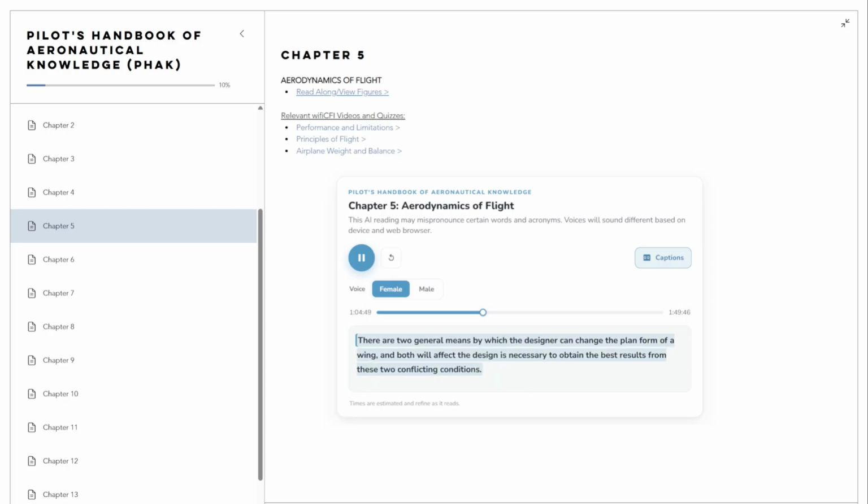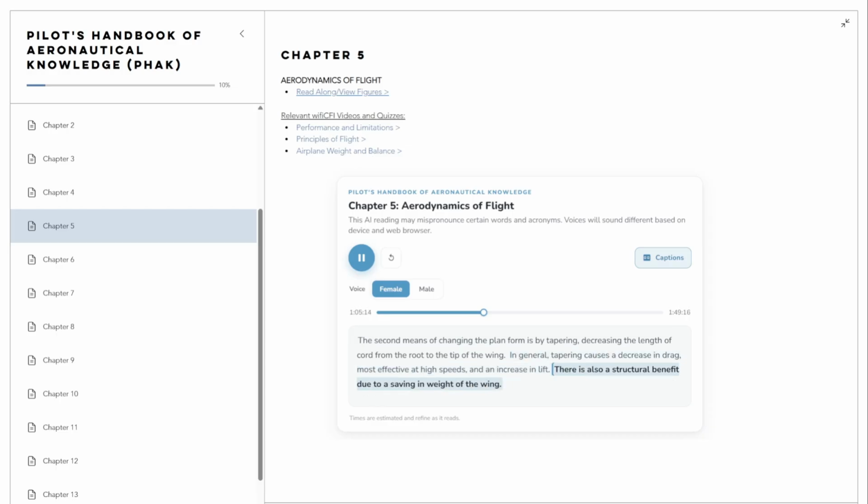There are two general means by which the designer can change the plan form of a wing, and both will affect the design. It is necessary to obtain the best results from these two conflicting conditions. The second means of changing the plan form is by tapering, decreasing the length of chord from the root to the tip of the wing. In general, tapering causes a decrease in drag, most effective at high speeds, and an increase in lift. There is also a structural benefit due to a saving in weight of the wing.